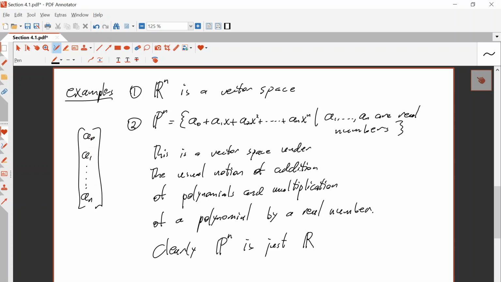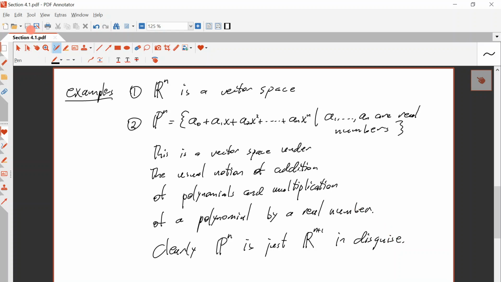Not Rn, it's Rn plus 1 in disguise, right? Because when you start at 0 and you go to n, that's n plus 1 numbers, not n numbers. 1 to n is n numbers. 0 to n is n plus 1 numbers. Anyway, so clearly this is just Rn plus 1 in disguise. Not a very good disguise.